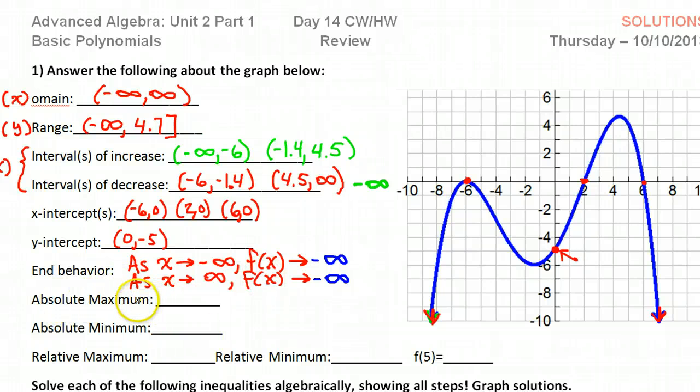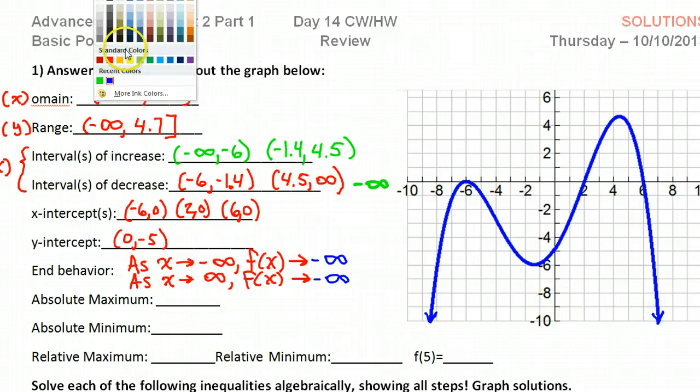Is there an absolute maximum? Is there a point that's the absolute highest point on the graph? Yes. The absolute maximum, hold on, I lost my arrows.